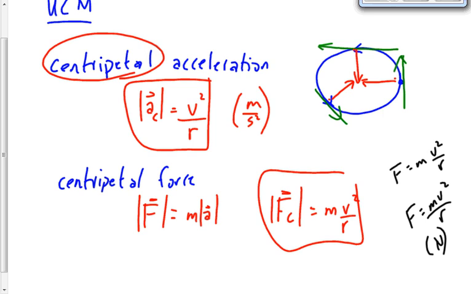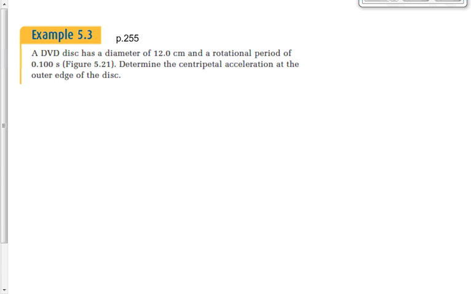All right. Let's take a quick look at the centripetal force, or centripetal acceleration, I should say, on the outer edge of a DVD or a CD or a Blu-ray disc. A DVD specifically has a rotational period of 0.10 seconds. That means it makes one complete revolution in 1/10 of a second. Spins around 10 times per second, basically. Has a diameter of 12 centimeters. We're going to find the centripetal acceleration at the outer edge of the disc.